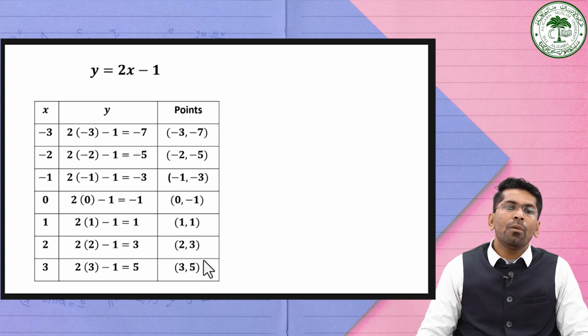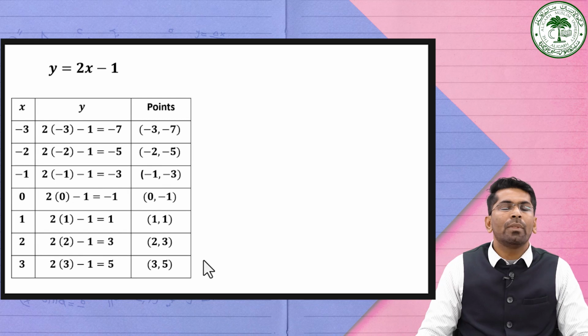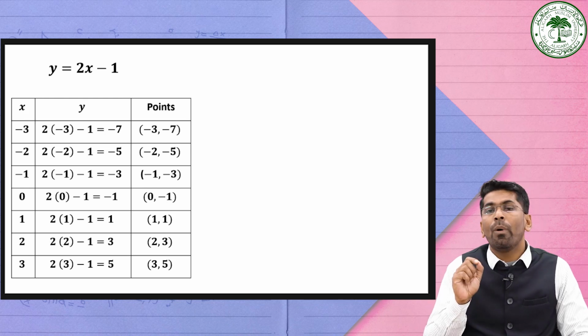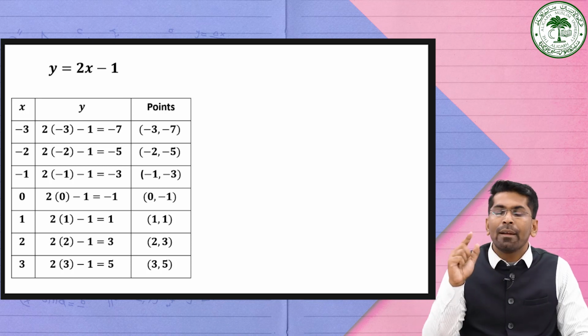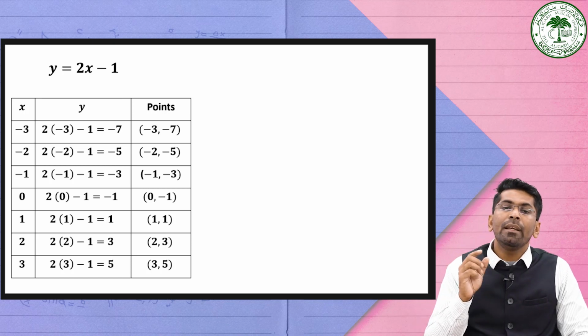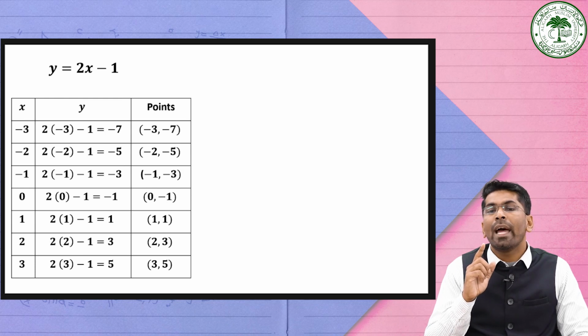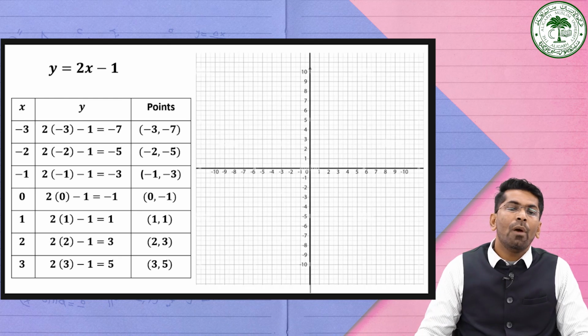Now, if we are going to draw the graph of this particular function, then we want to plot each of these points on the Cartesian coordinate system, then connect them with a straight line. And the resulting graph should be a straight line. That is the most important thing. See here how it will be.